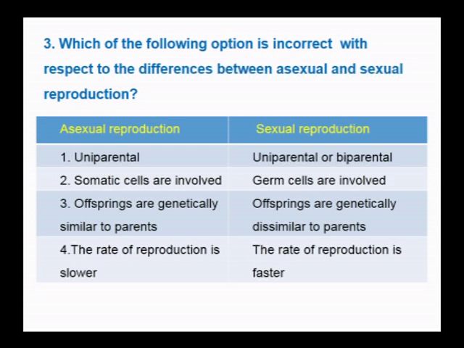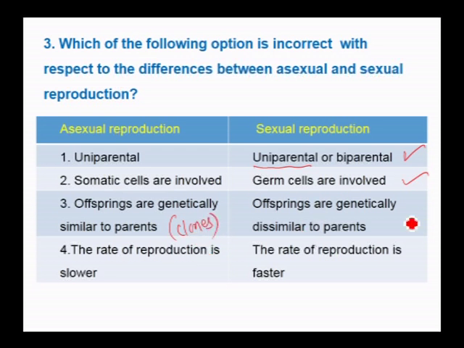First option, asexual reproduction is uniparental, whereas sexual reproduction is uniparental or biparental. When you consider uniparental, it is also possible because in case of hermaphrodites, sexual reproduction may take place. Monoecious or hermaphrodite, therefore, it can be uniparental or biparental. Somatic cells are involved, germ cells are involved, this is also correct. Offspring are genetically similar to parents, so they can be called clones here.